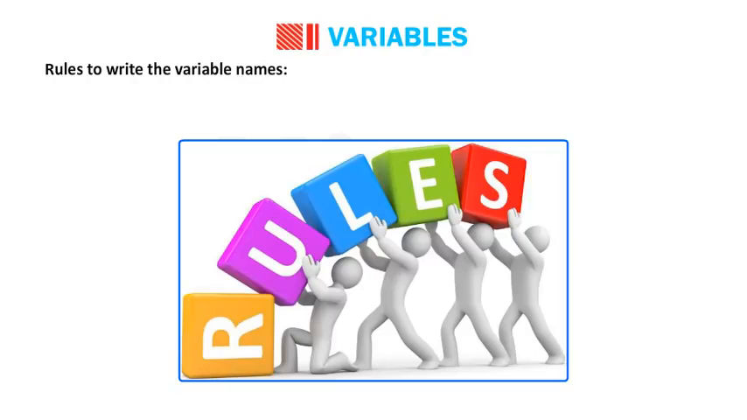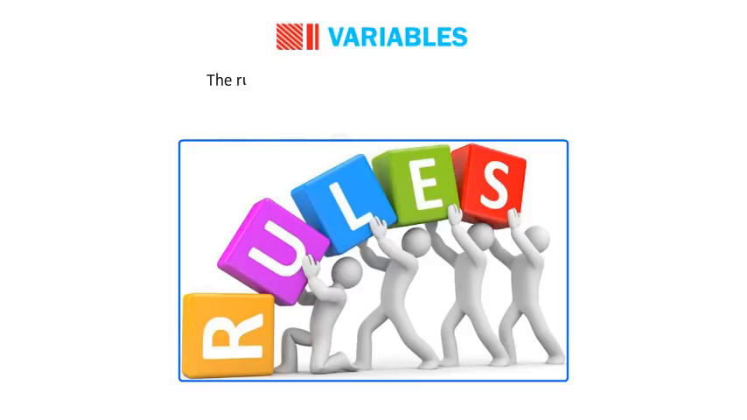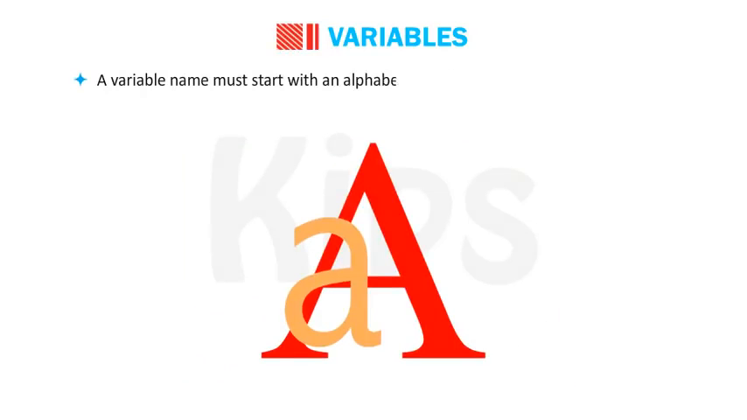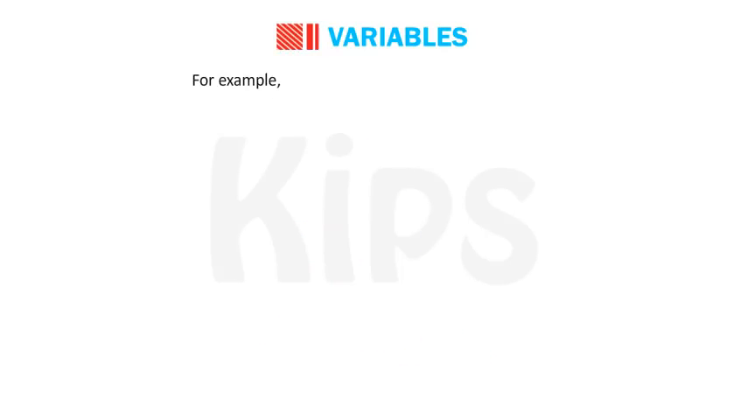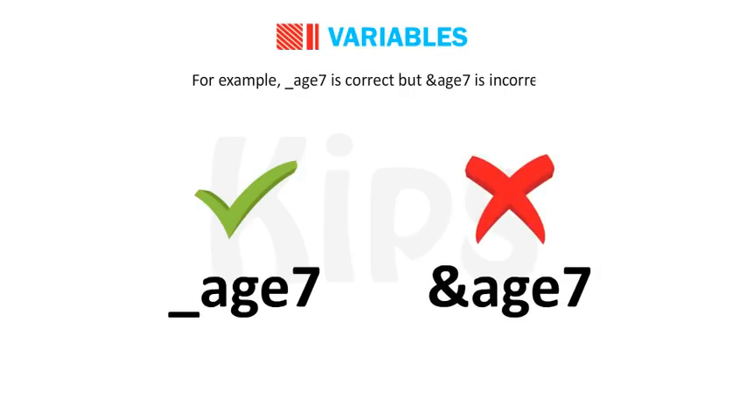Rules to write the variable names. There are certain rules in Python which have to be followed to form valid variable names. The rules for a valid identifier or variable name are: a variable name must start with an alphabet, capital or small, or an underscore. For example, _87 is correct but 87 is incorrect. A variable name can consist of alphabets, digits and underscore. No other character is allowed.